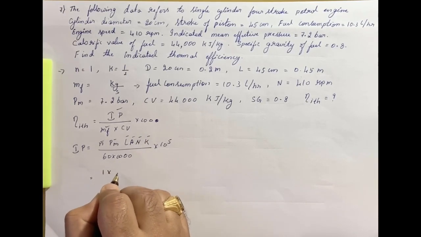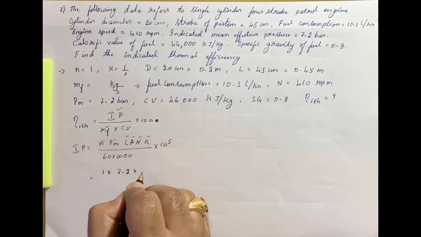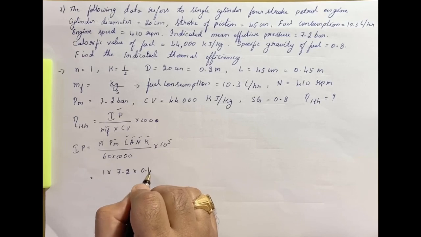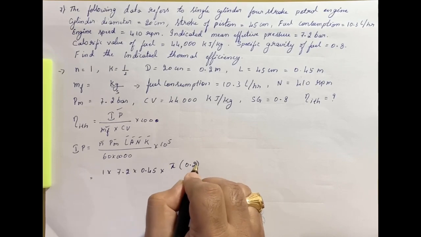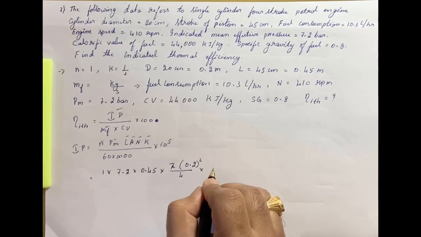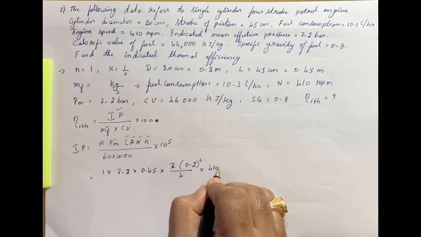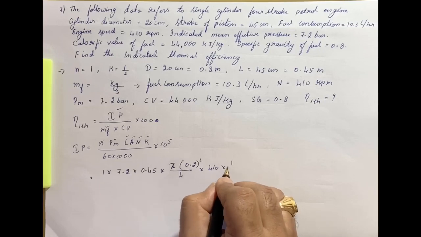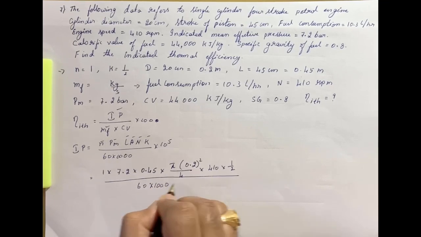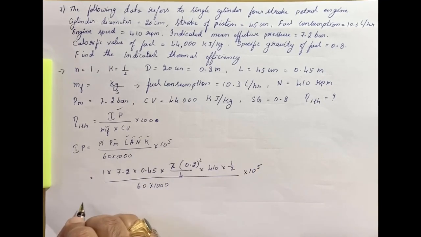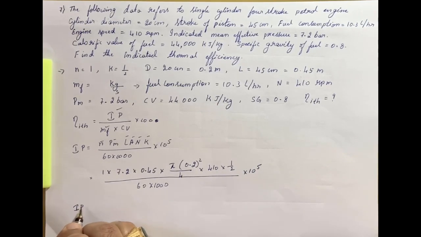Now N is 1 into PM here is 7.2 into length here is 0.45 into area here is pi into 0.2 square divided by 4 into N 410 into K half, whole divided by 60 into 1000 into 10 power 5. So we'll get IP as 34.77 kilowatts.